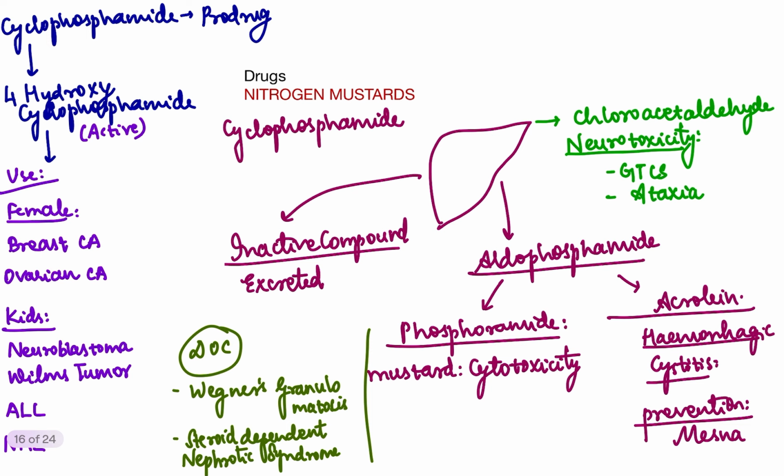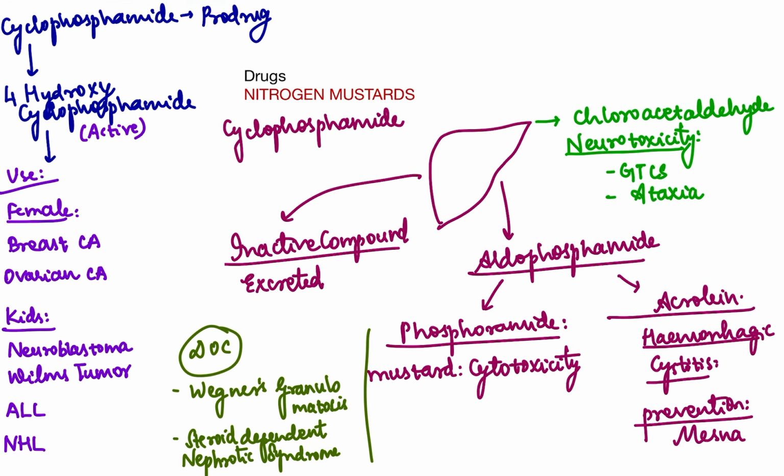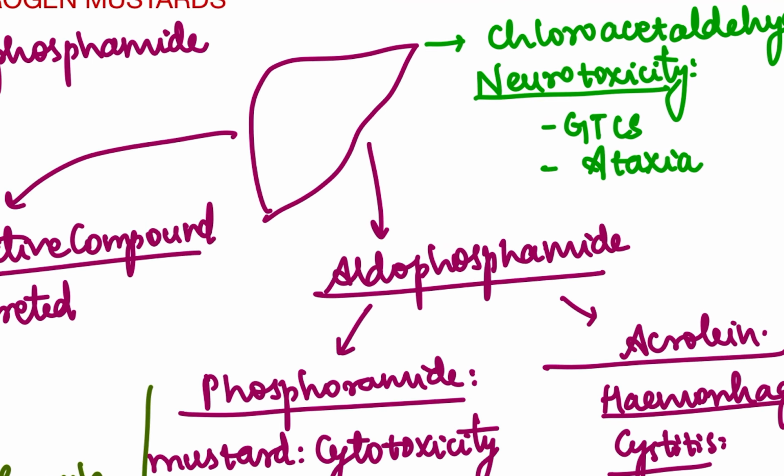So let's learn about cyclophosphamide. This cyclophosphamide belongs to the group of nitrogen mustards. Cyclophosphamide is a prodrug, and after we take cyclophosphamide in the body, it gets converted into the active form, which is 4-hydroxycyclophosphamide. What are the uses of cyclophosphamide? In females, it's used in case of breast and ovarian cancer. In kids, it's used in the treatment of neuroblastoma, Wilms tumor, ALL, and non-Hodgkin's lymphoma.